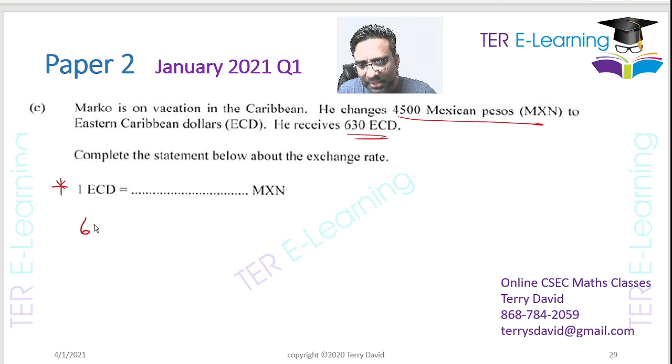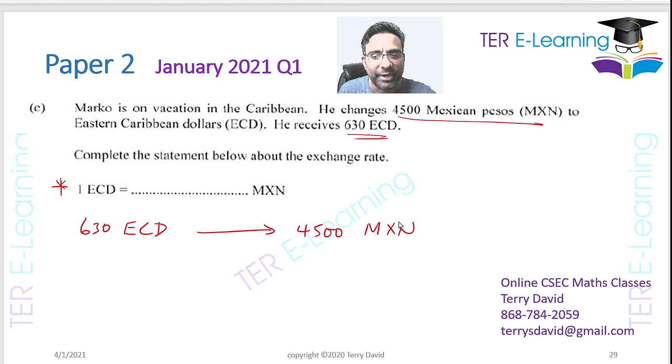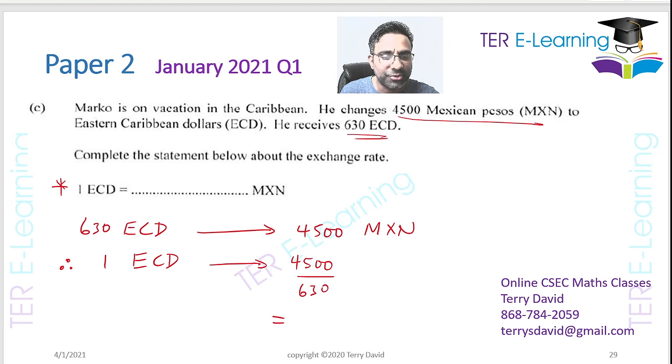So what we're going to do, we're going to say 630 Eastern Caribbean dollars, right, is actually equivalent to 4,500 Mexican pesos. So that's MXN, right? Now we want to find out how much is one EC dollar. So 1 EC dollar, right? In order to figure that out, all we need to do is say 4,500 divided by 630, right? So again, I'm going to use my trusty calculator here. So that's 4,500 divided by 630, and I'm going to get 7.14, right? So this here is 7.14 Mexican pesos. So therefore, in order to complete the statement, all we need to do is to put 7.14 here, right? So that's part C, right? So that's the end of question 1 actually, right?